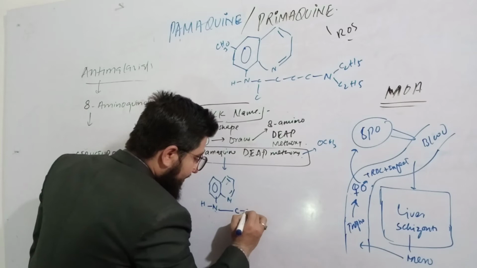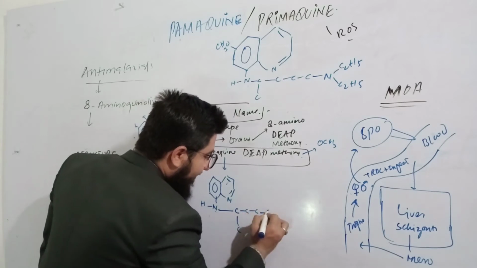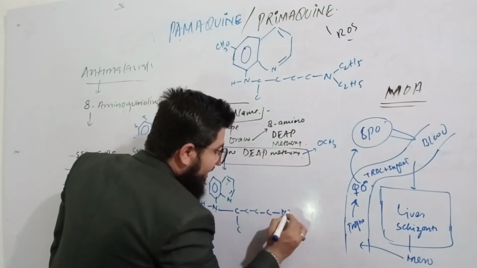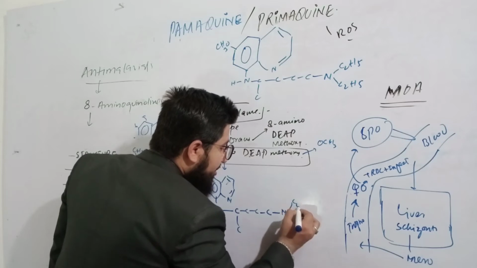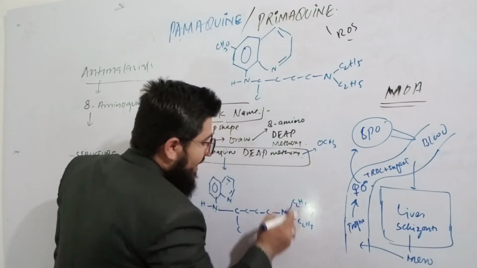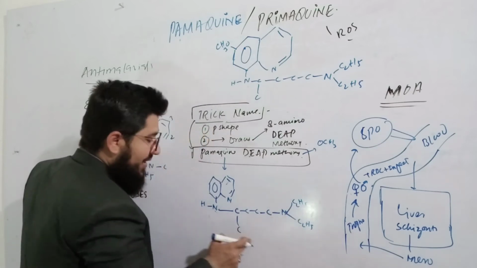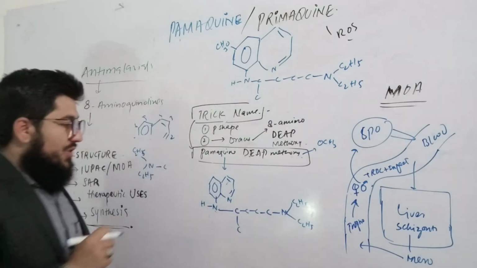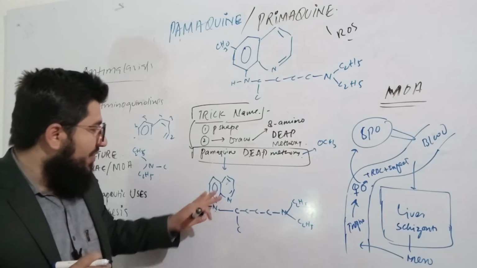Carbon, carbon. 1, 2, 3, 4, and 5. Then stretch the bond with nitrogen. Then with that attach C2H5 and another C2H5. So this is DEP now. Diethylaminopentane, like this. Got it? So now here is DEP with the pamaquine.